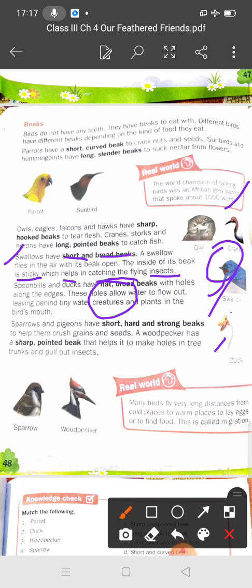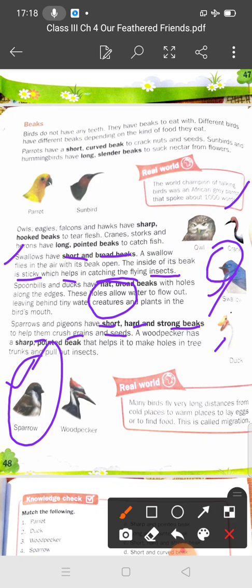Now students, let us talk about the sparrow. The sparrow has a short, hard and strong beak. And you know what the function of this short, hard, strong beak is? Yes students, these beaks help them crush grains and seed. I think you have seen sparrows, they have short, hard and strong beaks, and these beaks help them crush grains and seed.